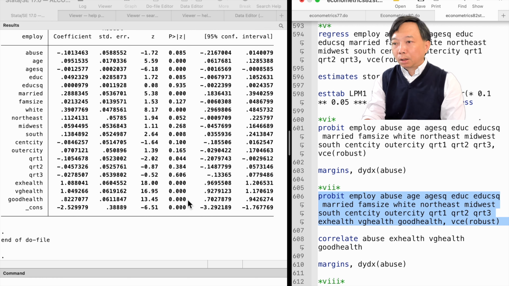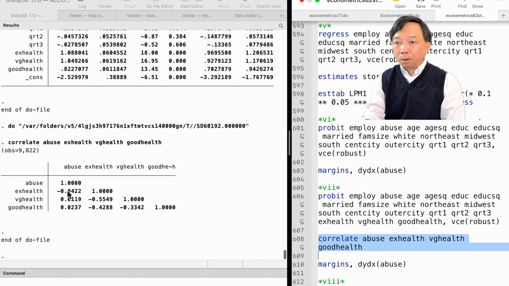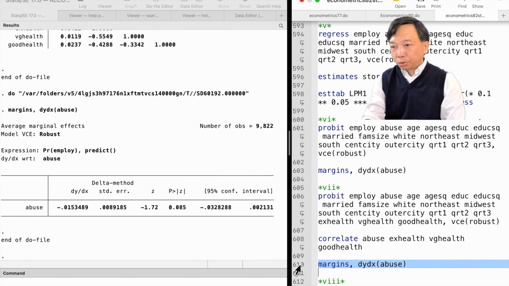We can check the correlation coefficients between alcohol abuse and health dummies. Alcohol abuse is not highly correlated with health dummies. It implies that the health variables represent factors other than alcohol abuse. I tend to add them to the model. Notice that the inclusion of the health dummy variables reduces the alcohol abuse effect on employment.